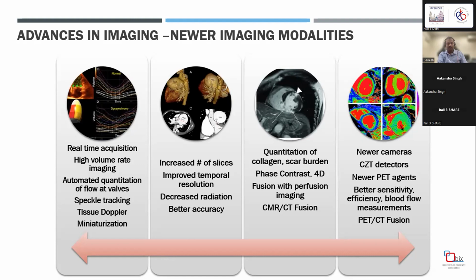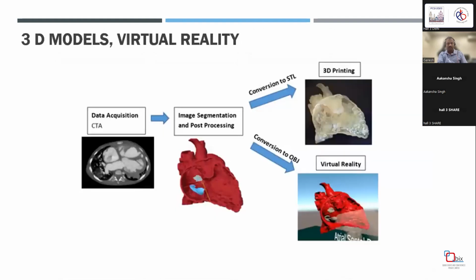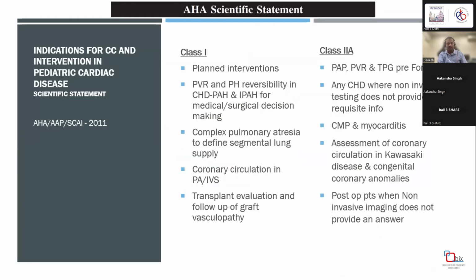Looking at MRI, I found a lot of information that I learned, very advanced MRI techniques with phase contrast and 4D modalities. And then there's a lot of overlapping with CMR and CT fusions are being done. And then the other modality, which we in pediatric cardiology use less, is nuclear imaging and PET scanning, which are more in the adult world. So these are all the advances. And of course, we've heard about 3D models and virtual reality. I'm not going to go into details, but these are also tools in the armamentarium of advanced imaging.